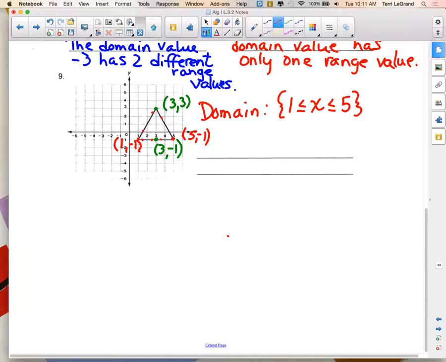Well, does domain value 1 have more than one point? Is there a point on the triangle above or below it? Is there a point above or below this one? No. How about the 5? Is there a point above or below it? How about all those guys in between? Yeah. So we're going to say it is not a function.